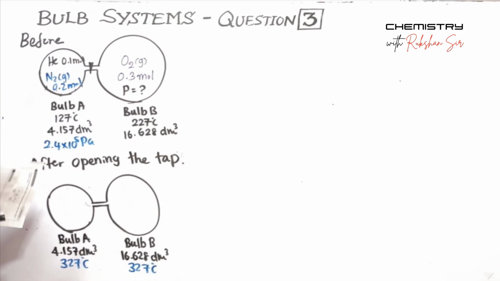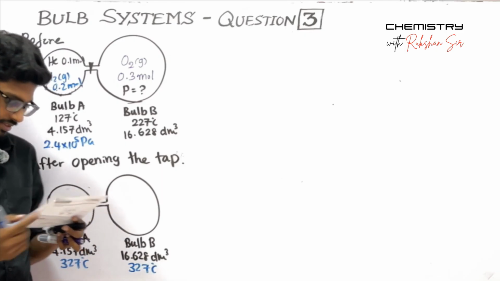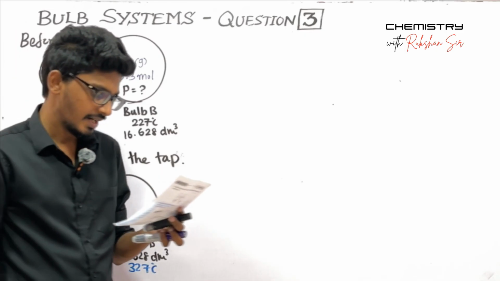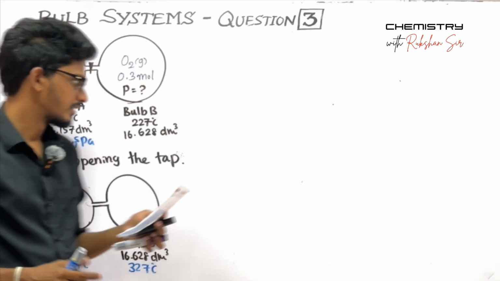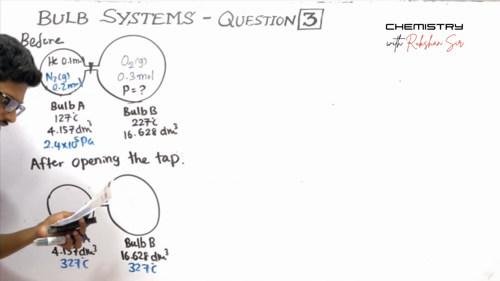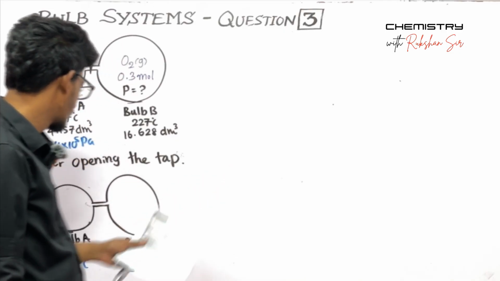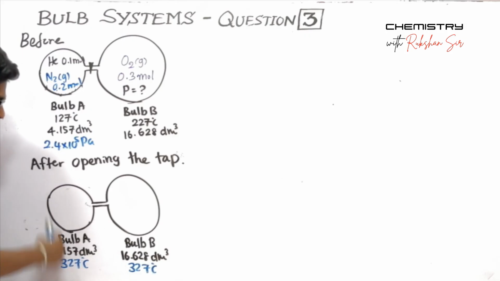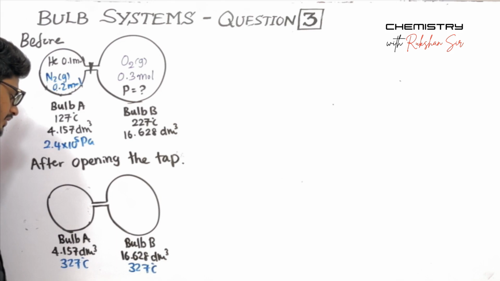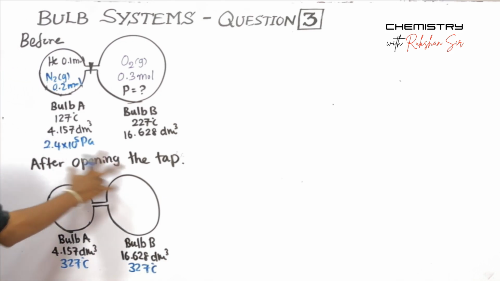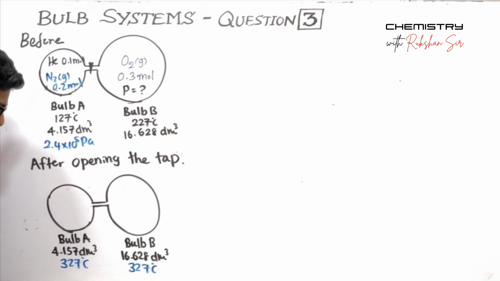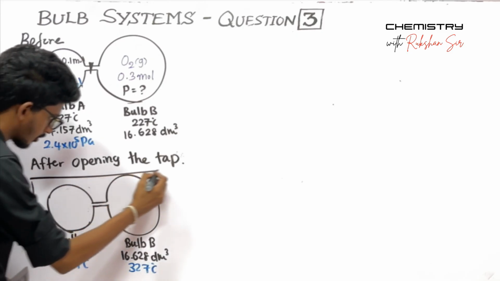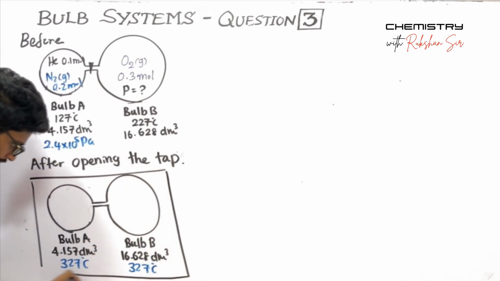They have mentioned that they have changed the temperature. They are saying when the tap was opened, after reducing the temperature up to 327 Celsius, both are with the same 327 Celsius now. So this whole system behaves as one now. No need to think of two bulbs. You can consider the whole system now because there's one compartment here, right?